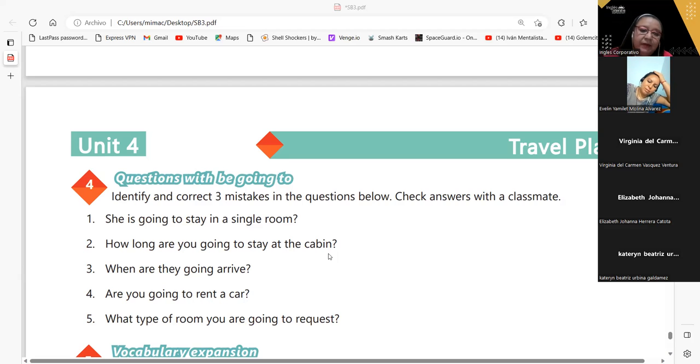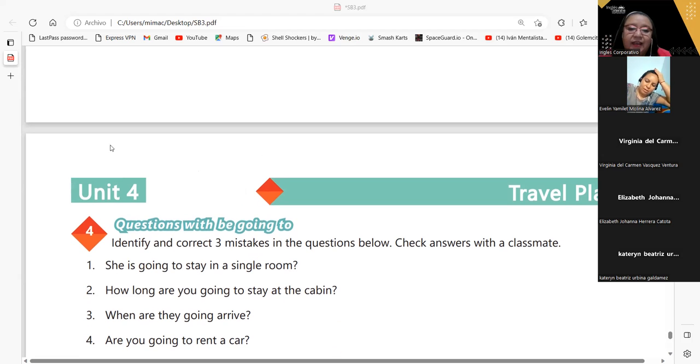Okay, and what about number five? What type of room you are going to request? Incorrect. Because the correct should be? The pronouns. You have to switch and the verb. So it should be, ¿cómo sería la oración, Evelyn? What type of room are you going to request? Very well, great, excellent.